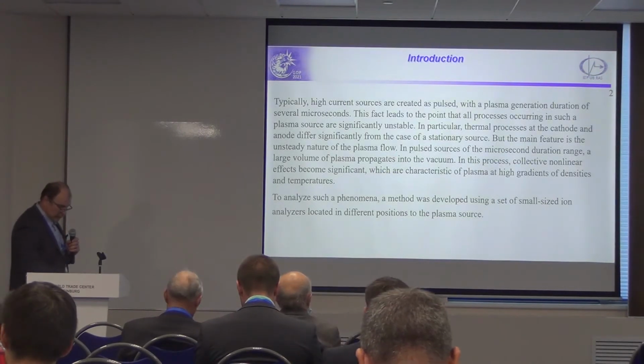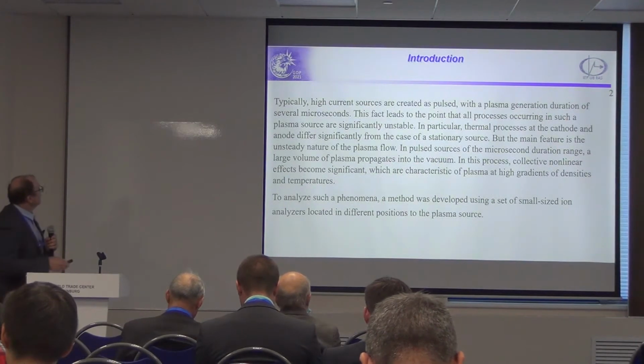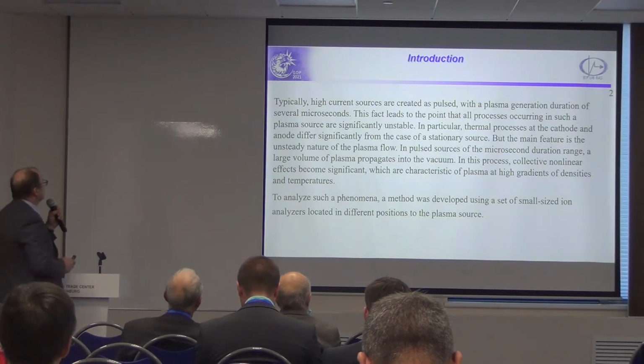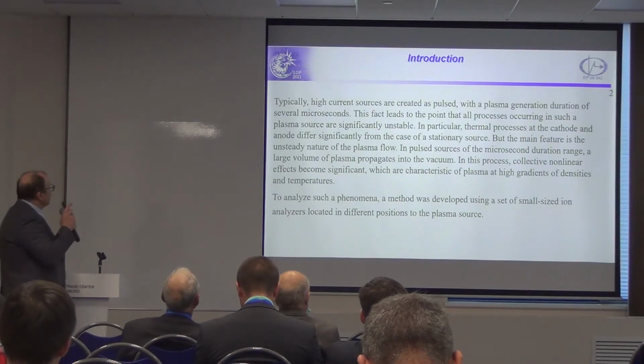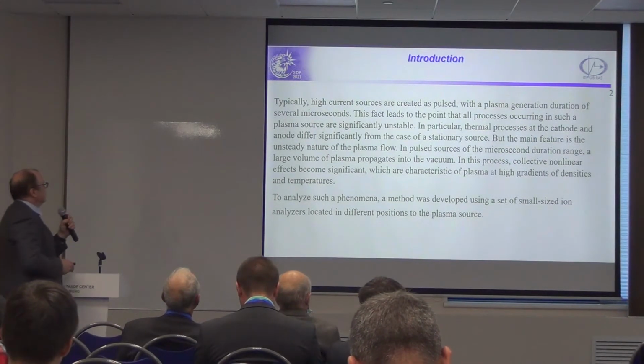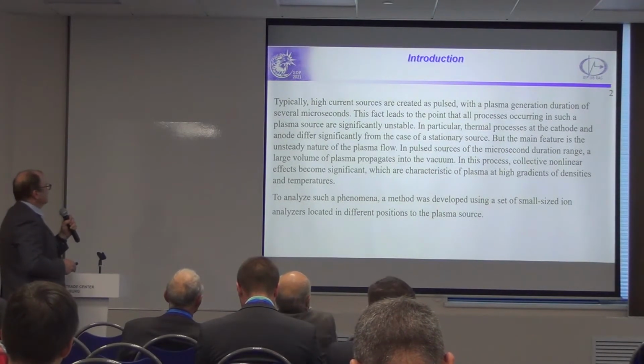Introduction. Typically, high current sources are created as pulsed, with a plasma generation duration of several microseconds. This fact leads to the point that all processes occurring in such plasma sources are significantly unstable. In particular, thermal processes at the cathode and anode differ significantly from the case of a stationary source. But the main feature is the unsteady nature of the plasma flow.